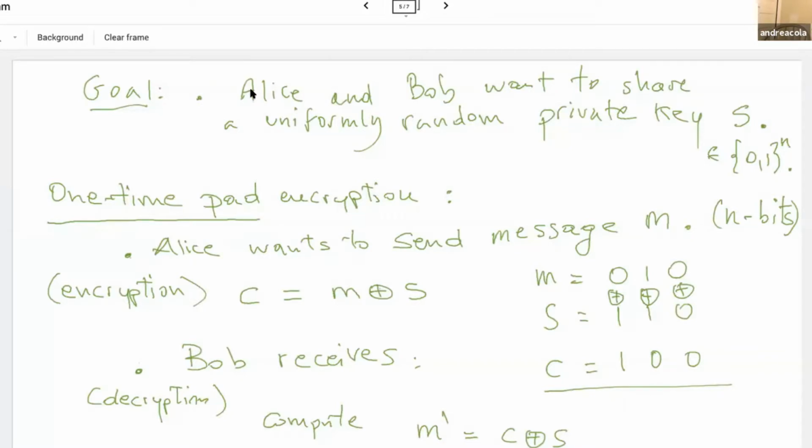So when Bob receives C, he would take again the XOR with S. My claim is that this M prime that Bob obtains by summing S to the ciphertext is actually equal to M. In other words, Bob has recovered the original message that Alice wanted to send. So let's get ice cream at 4 p.m.